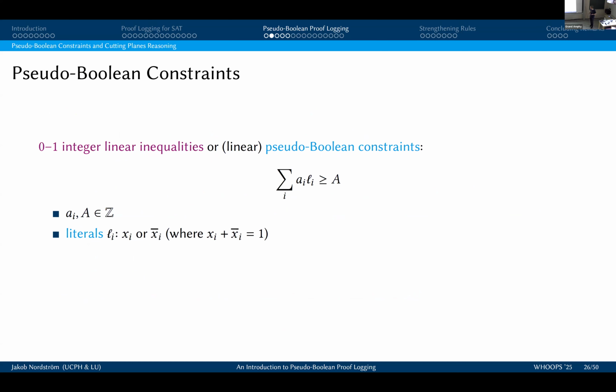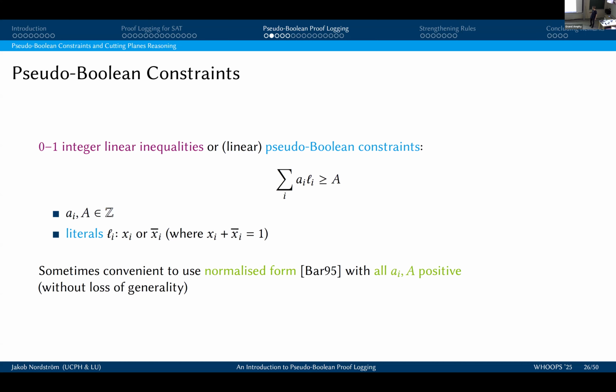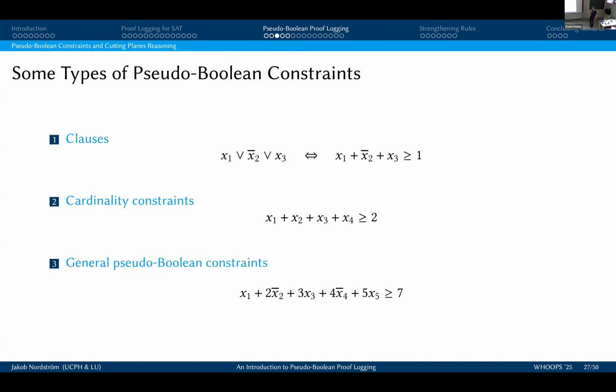So let me finally get to what the proof system is that we want to use. We're going to operate not with clauses, but with 0-1 integer linear inequalities. In particular, integer linear combinations of literals, so again variables or negated variables, greater than or equal to some other integer. The coefficients and the constant term, the degree of falsity, are all integers. Sometimes it's convenient to insist on all these integers being positive, and we can always achieve this without loss of generality because we can flip the signs of literals. This is called normalized form. I will not emphasize this, since most of what we do doesn't care about normalized form, except that sometimes it's helpful.